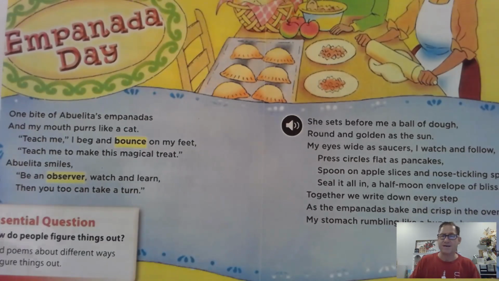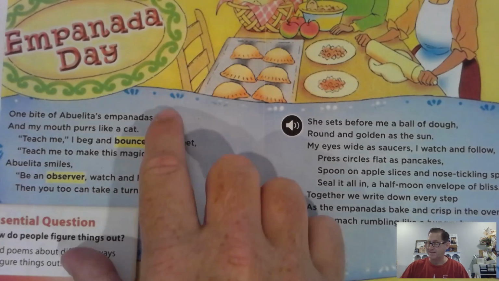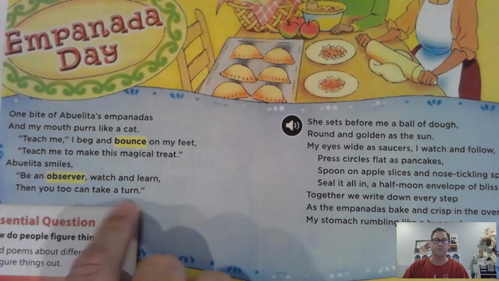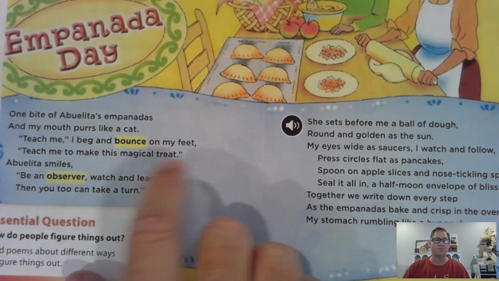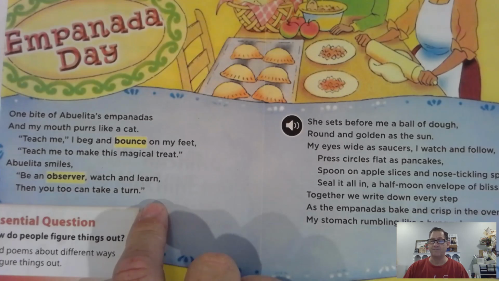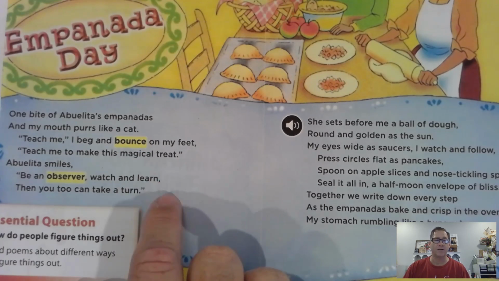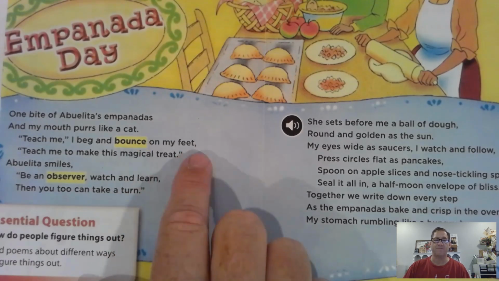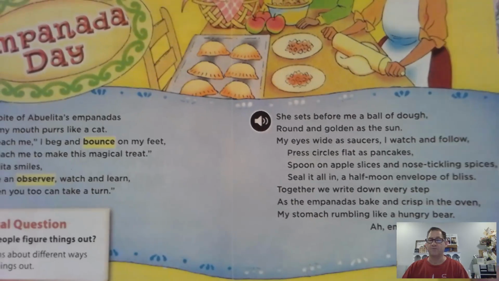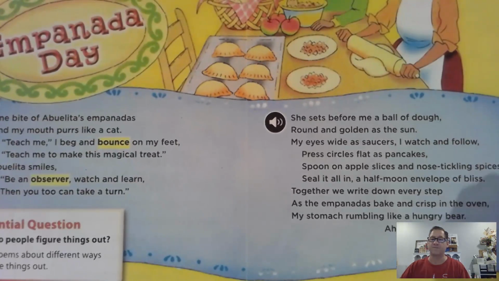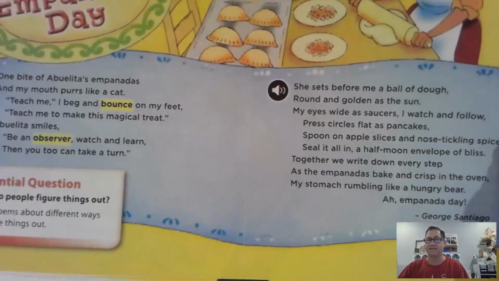Alright, so Empanada Day is an example of what is known as a free verse poem. Okay, you'll notice that it has multiple lines. And some parts of the poem do rhyme. It doesn't have to rhyme. Okay, free verse poems don't have to rhyme. Like learn and turn, they rhyme. Feed and treat, they rhyme. Okay, but it doesn't have to. You'll read other free verse poems that don't have any rhyme scheme at all.